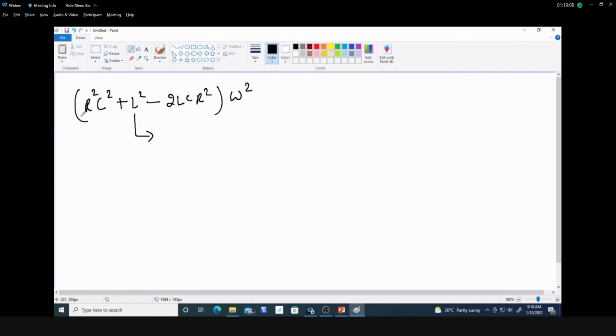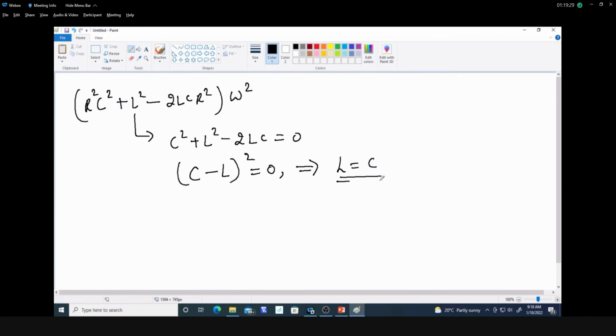Now if I equate it to 0, and we know r is equal to 1, you get c² plus l² minus 2lc equal to 0. We can write this as (c − l)² equal to 0, which eventually gives l equal to c. So the values you choose should be the normalized values with l equal to c.